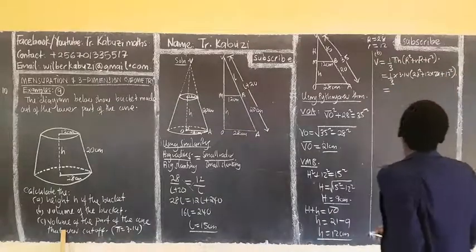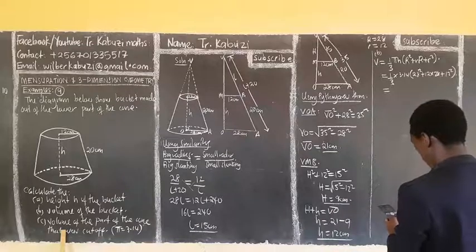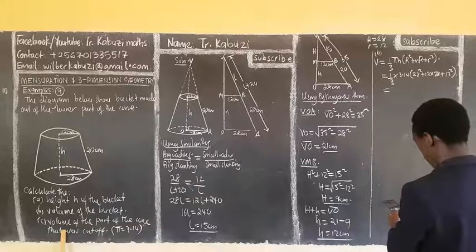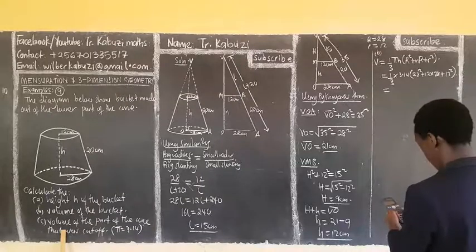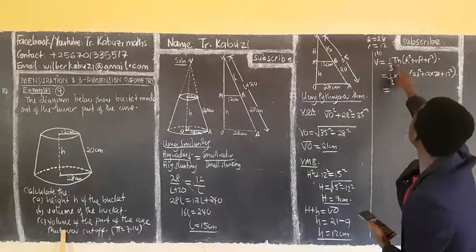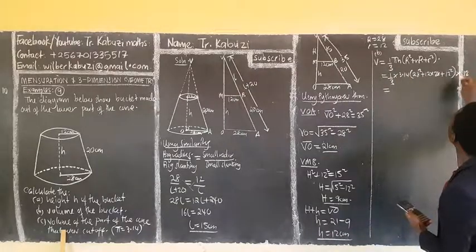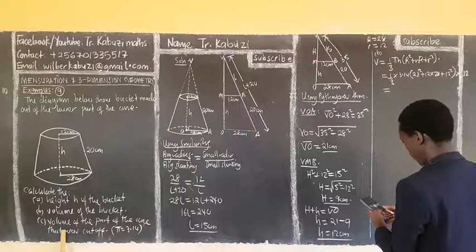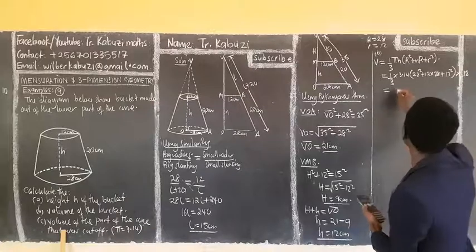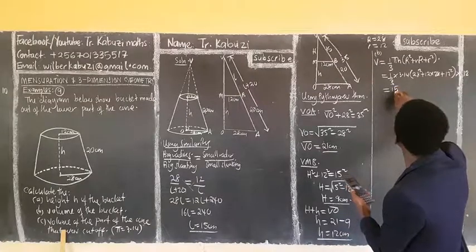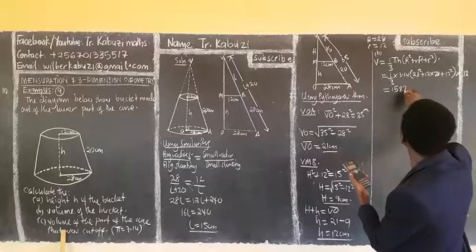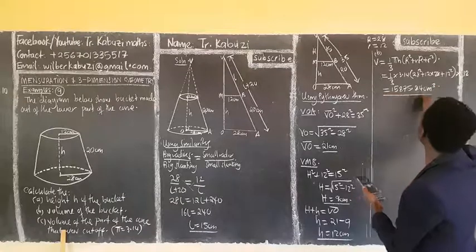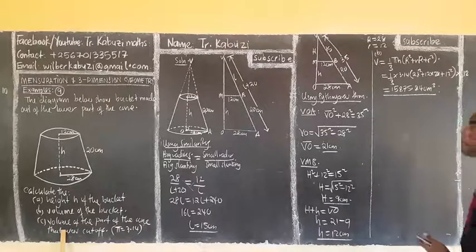And now putting this on your calculator, then times this height, I'm forgetting the height, 12. So that I'm getting 15,875.84 centimeters cubed. That's the volume of that first one.